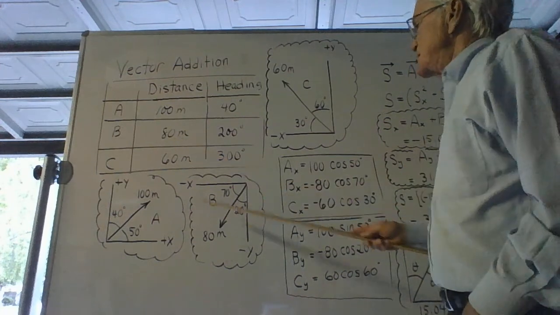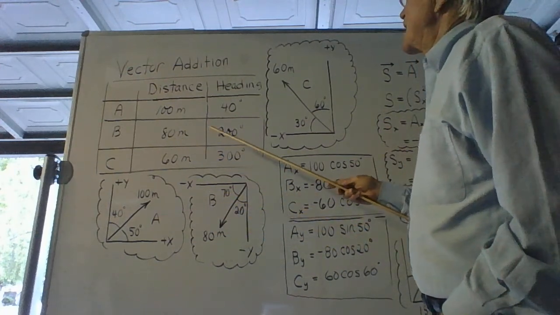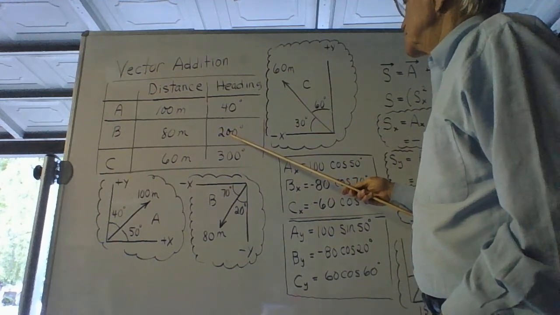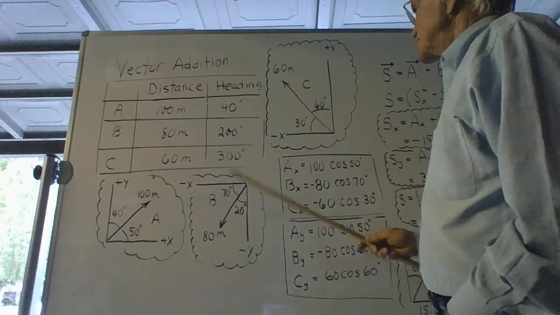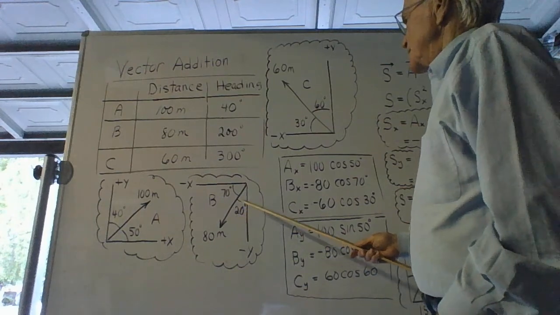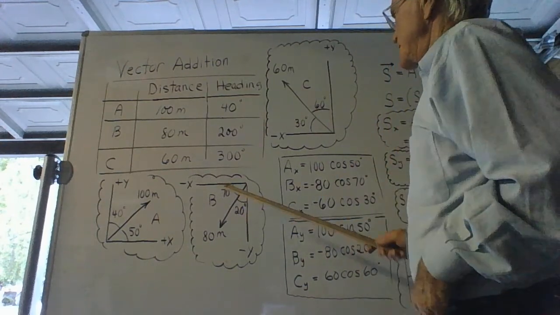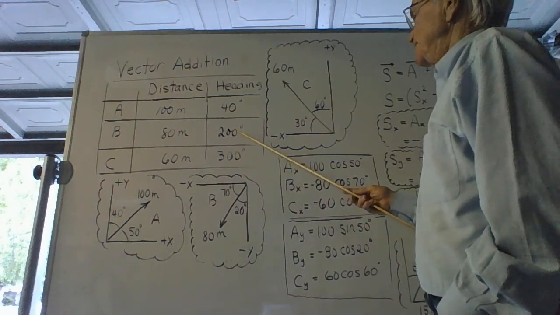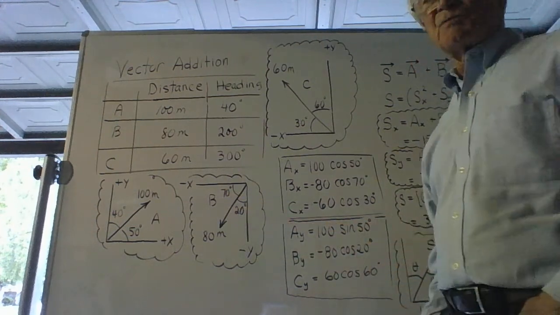Vector B is 80 meters long. Its heading is 200 degrees, which means it's 20 degrees more than 180. 180 degree heading is due south. Add 20 to 180 and that gives us the 200 degree heading. I show the complement of 20 here as 70 degrees. We may use it, we may not.